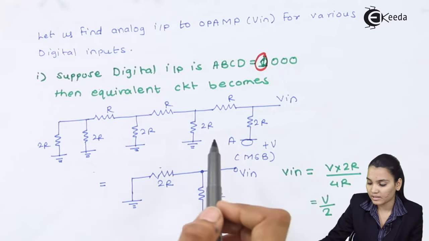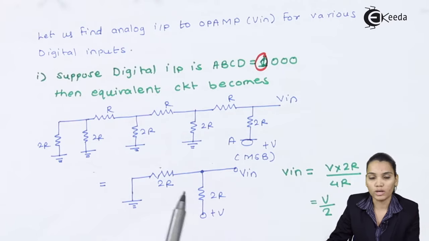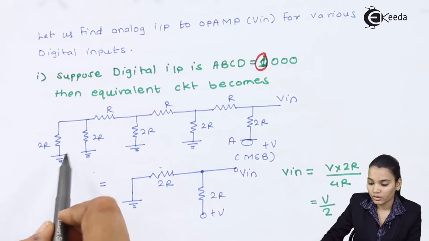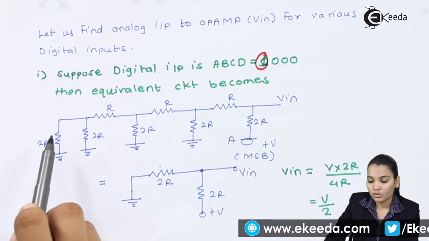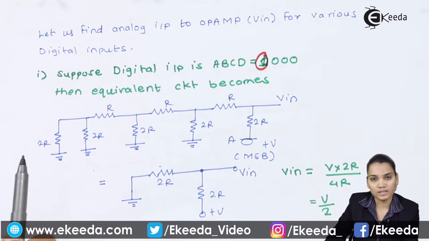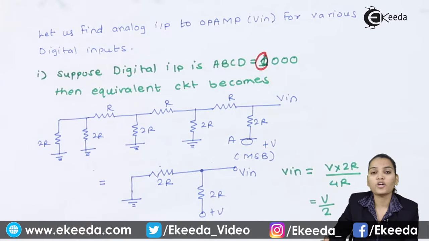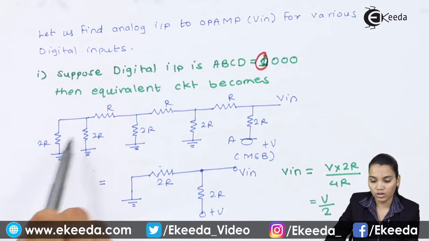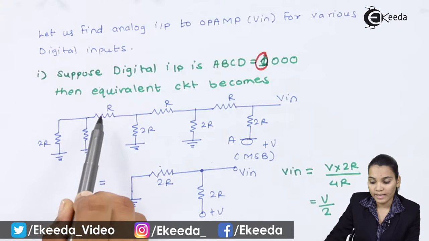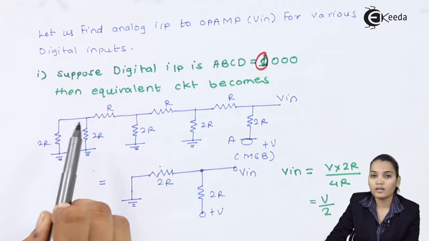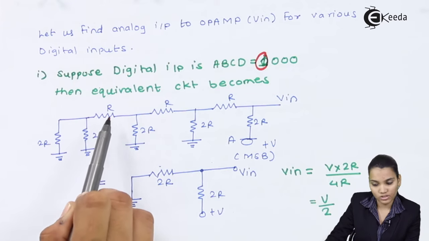Now after simplifying this network we are getting 2R and 2R. How are we getting this? For example, these two 2R resistances are in parallel. When two resistances of the same value are in parallel, the equivalent resistance is half. So that's why 2R and 2R in parallel will give us R. And then R and R will again be in series, so it will give us 2R.